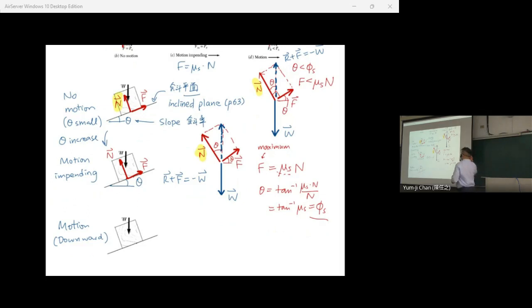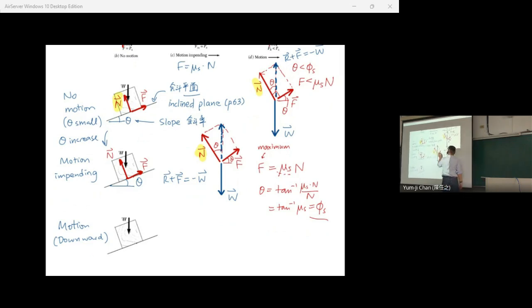Now, let's talk about motion impending first. On motion impending, the friction force is at its maximum. So the maximum friction force is equal to mu s times N. Of course, our free body diagram has N, the support force from the surface, the reaction from the surface. We have friction force F, which is equal to mu s times N.